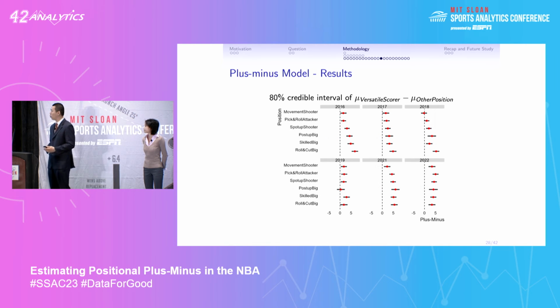To test that, we can construct these 80% credible intervals of the differences of offensive plus minus between the versatile score and other positions. And as you can see here on the screen, most intervals are above 0, meaning that there is some evidence to say the versatile score's offensive plus minus is higher than other positions' offensive plus minus.